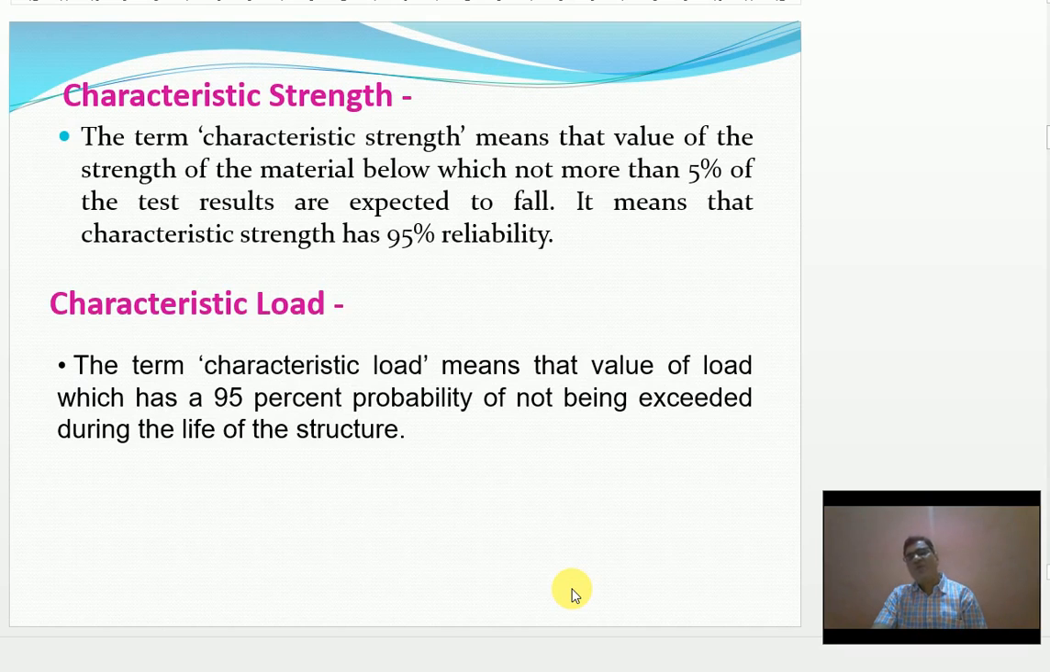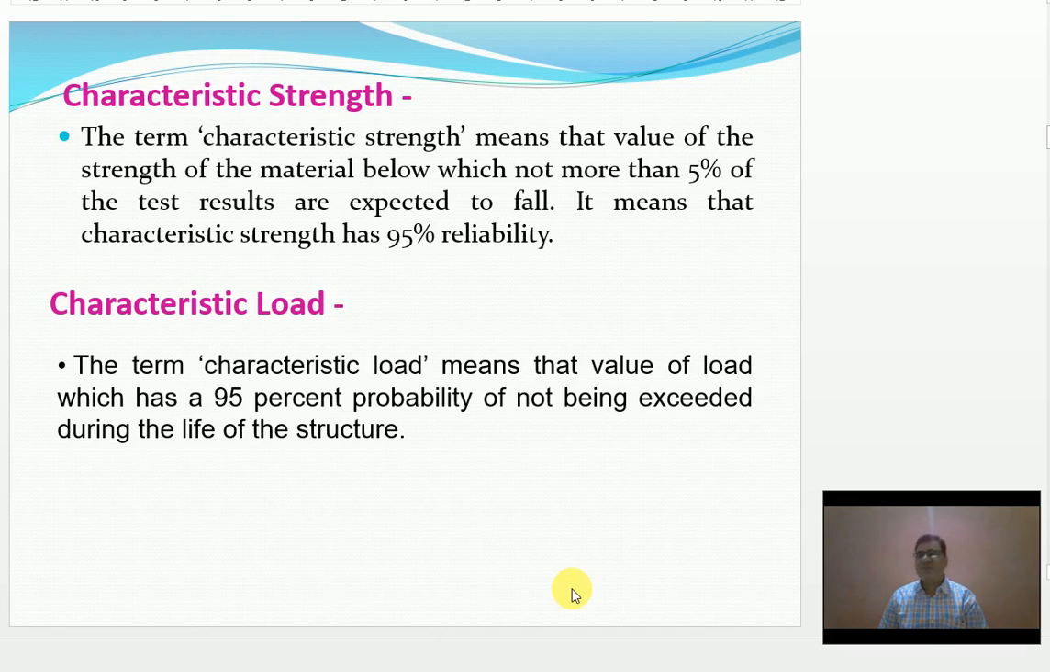Now, two important concepts are given by IS code. The first one is characteristic strength and the second one is characteristic load. These two concepts are based on probability. Now what is this concept? The term characteristic strength means that value of the strength of the material below which not more than 5% of the test results are expected to fall. In simple language, the success ratio is more than 95%, or you can say the characteristic strength has 95% reliability.